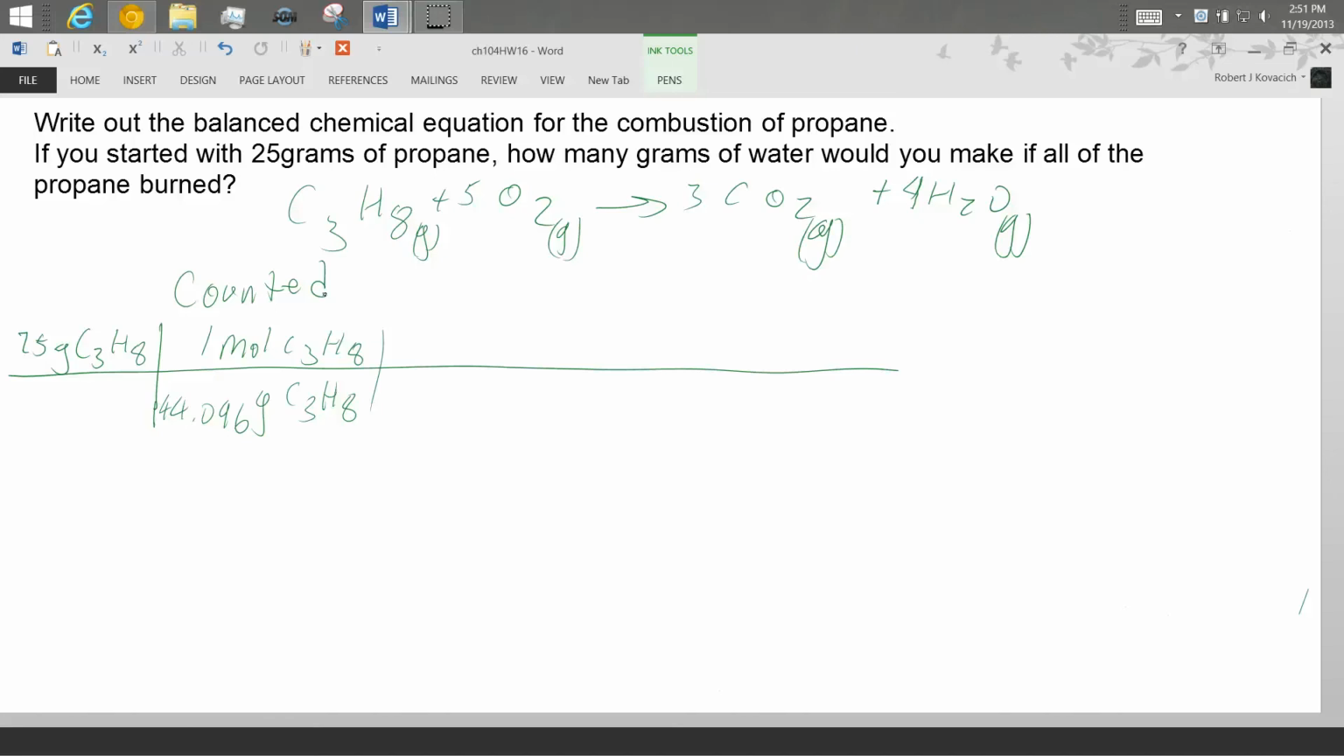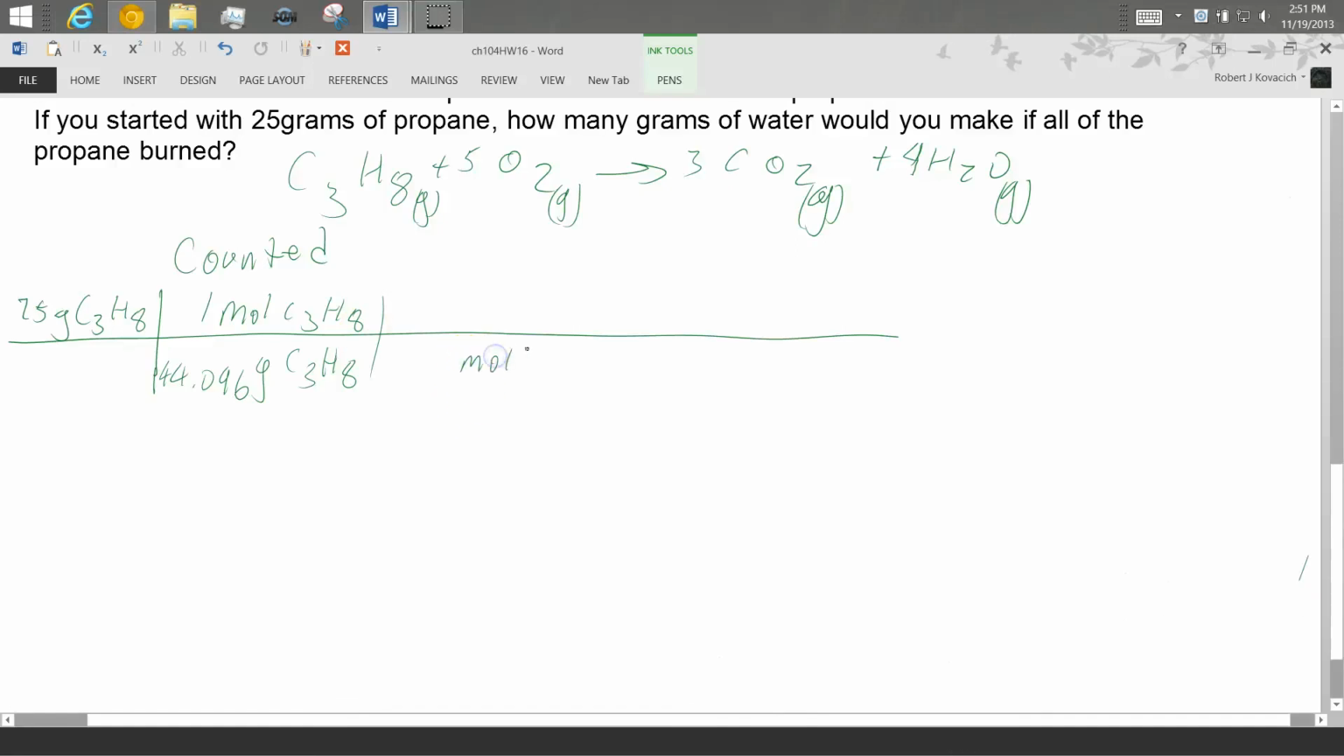So the bike analogy is now I know how many bike frames I have, and now I need to figure out how many tires I need. So now I know how many propanes I have. Now I need to figure out how many water molecules I can make. And so then I'm going to take my moles of propane. Why does moles of propane go right down here at the bottom? Needs to cancel out, right? And we're looking for water. And what numbers go in front of the moles? The coefficient. So a 4 for the water and a 1 for the propane.